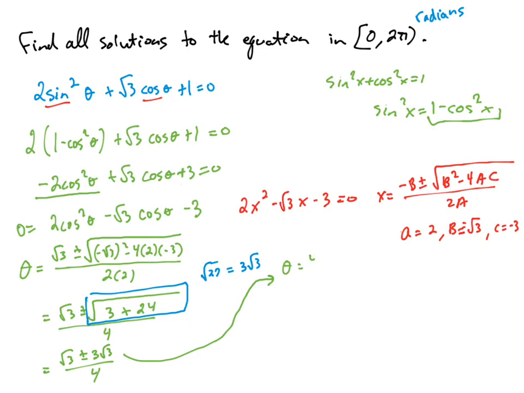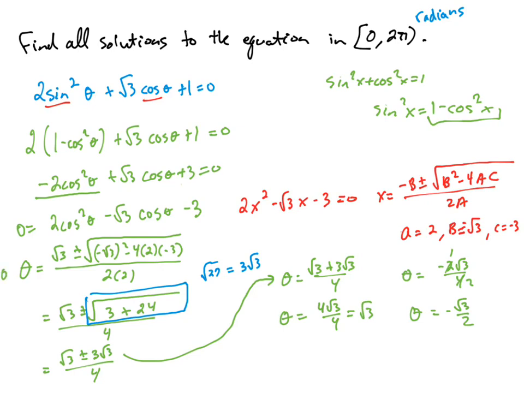At this point I want to branch this off into 2 different branches. So I want to do square root 3 plus 3 root 3 over 4, and then I want to do root 3 minus 3, so negative 2 root 3 over 4. So simplifying these two, I'm going to get 4 root 3 over 4, which is just the square root of 3. And then I'm going to get theta is equal to negative root 3 over 2. And really what we've solved for is not just theta. We've solved for cosine of theta. So I should have been writing this as cosine of theta.